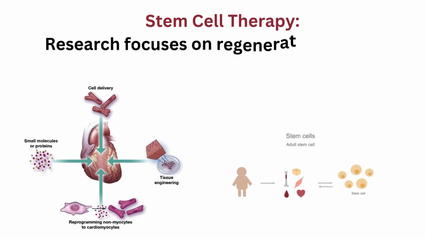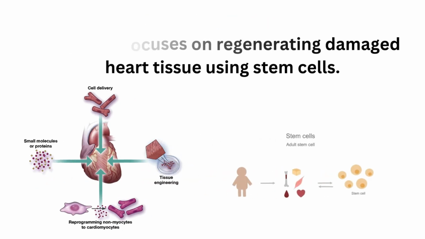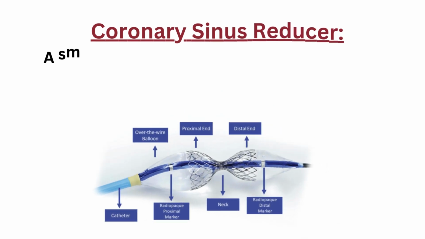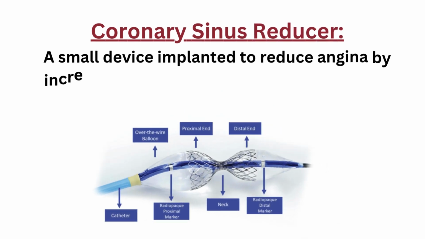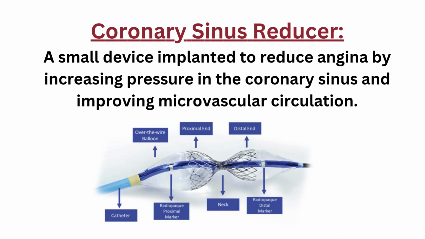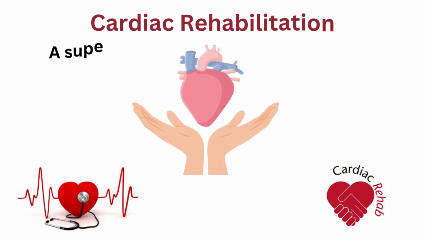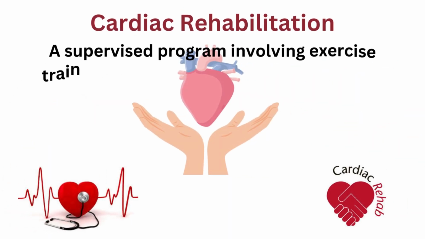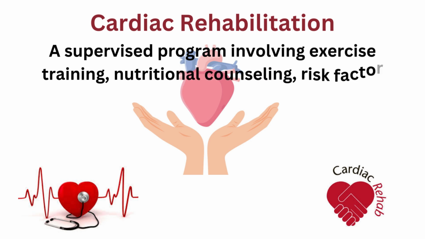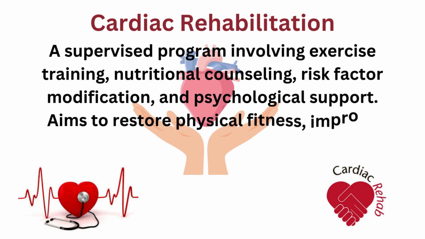Stem cell therapy. Research focuses on regenerating damaged heart tissue using stem cells. Coronary sinus reducer. A small device implanted to reduce angina by increasing pressure in the coronary sinus and improving microvascular circulation. Cardiac rehabilitation. A supervised program involving exercise training, nutritional counseling, risk factor modification, and psychological support.